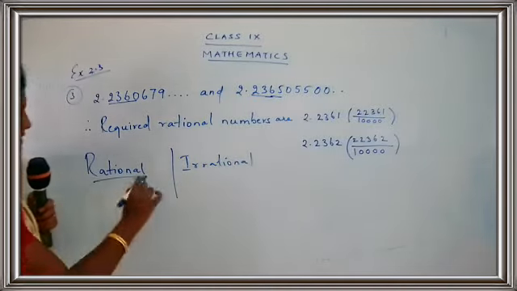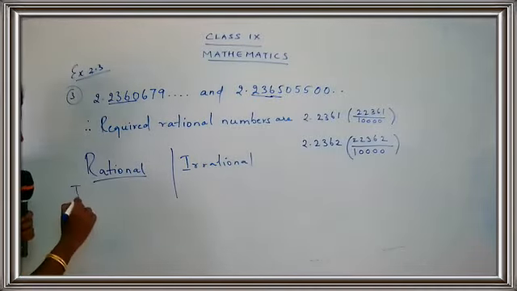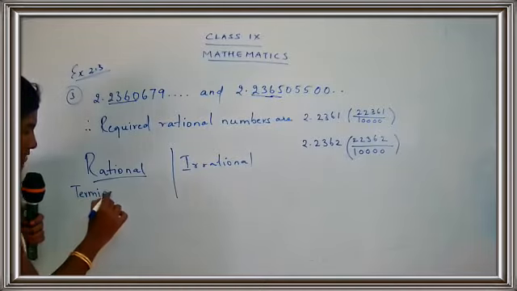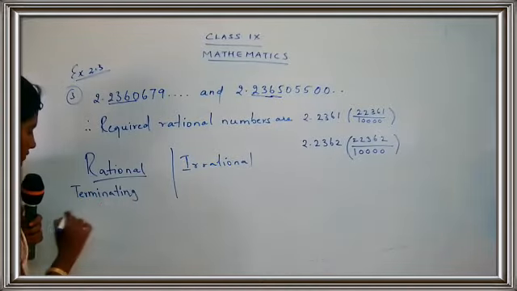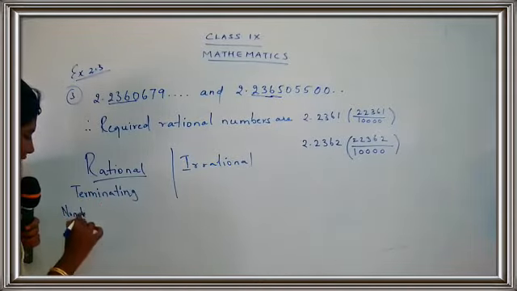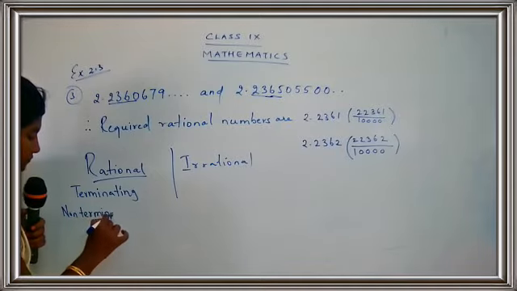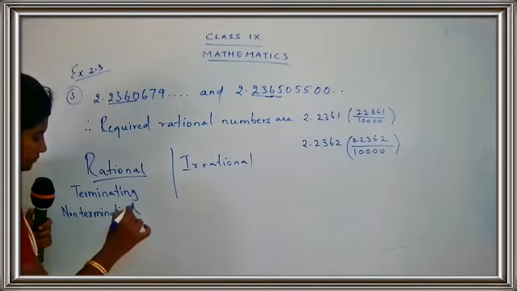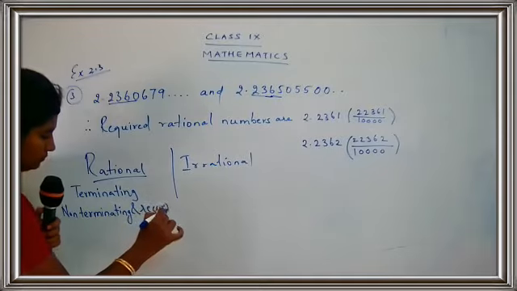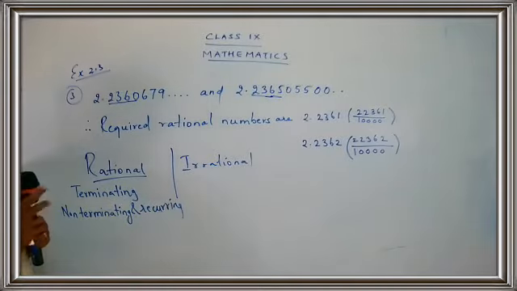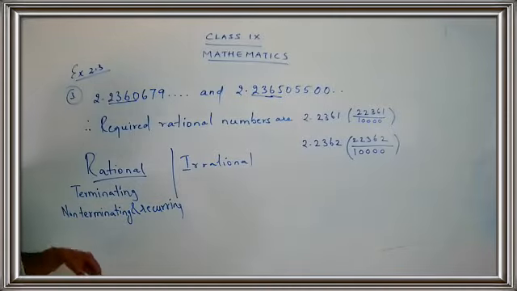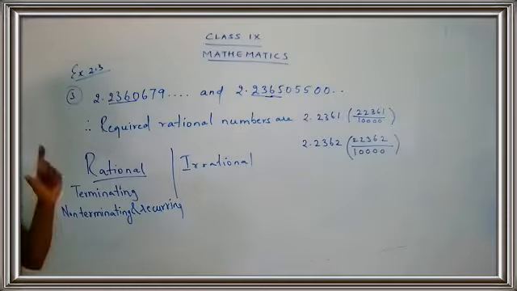How do you express a rational number, children? As terminating, that is, it stops. And also you can write it as non-terminating and recurring. So these are the two ways of expressing a rational number: terminating, it stops, or non-terminating and recurring. It doesn't stop and it goes on repeating. The set of numbers go on repeating again and again.